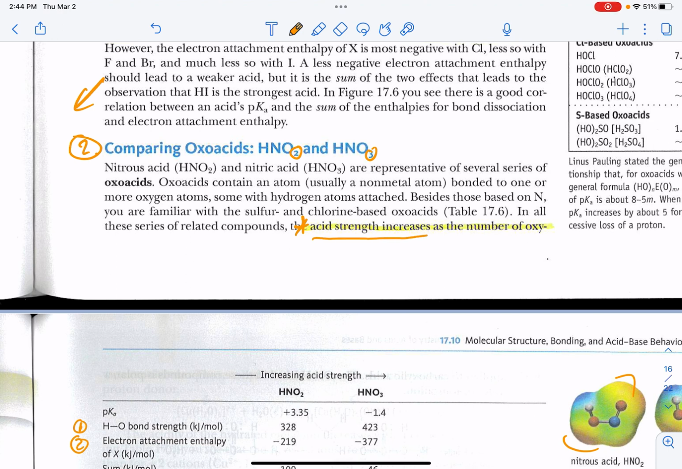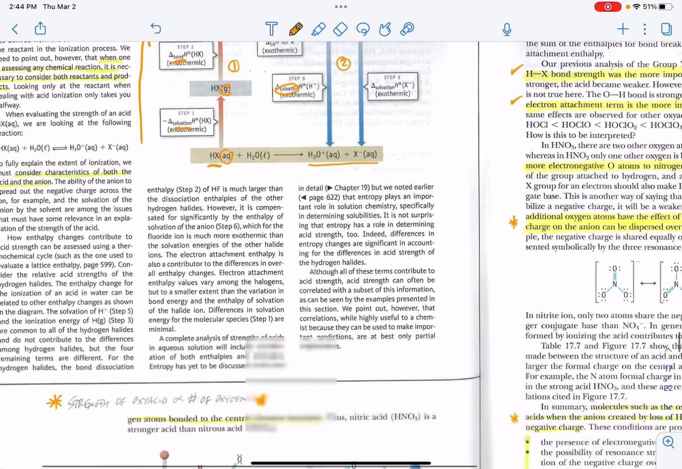And that may seem counterintuitive because you're thinking, well, the more oxygens I have in my anion, the more electronegative it is. And so the more tightly it's going to hold on to the proton. And so the more oxygen should make for a weaker acid, not a stronger acid. So we have to explain why that turns out not to be the case.